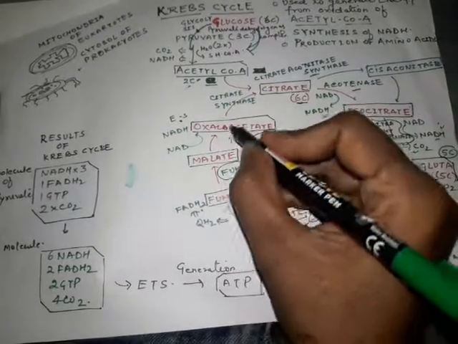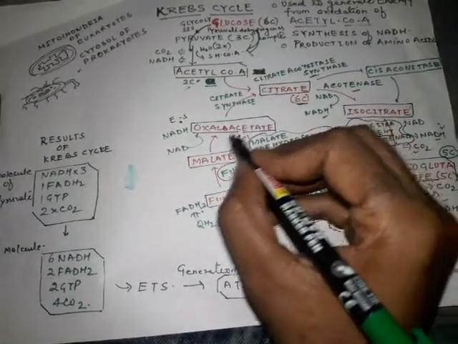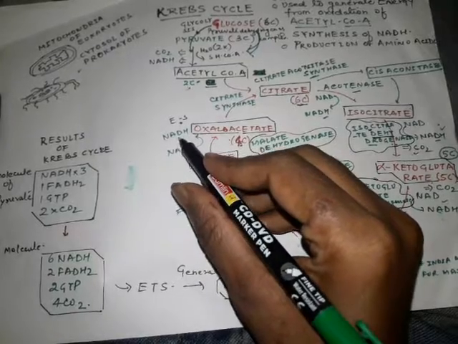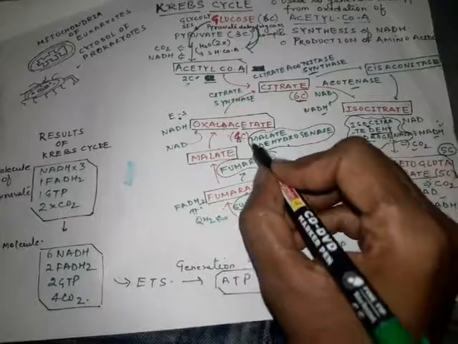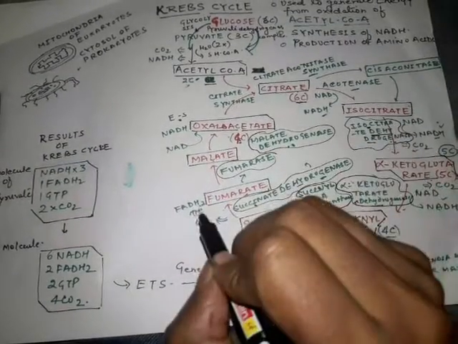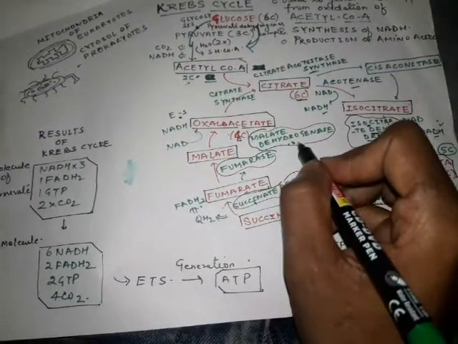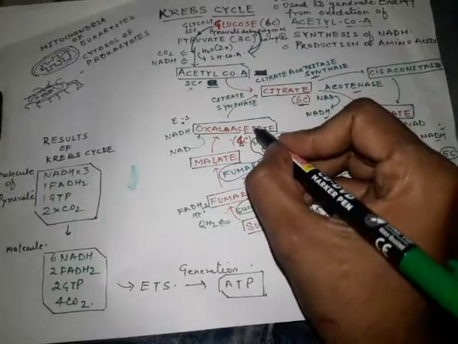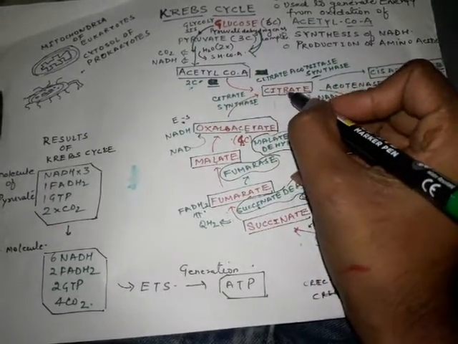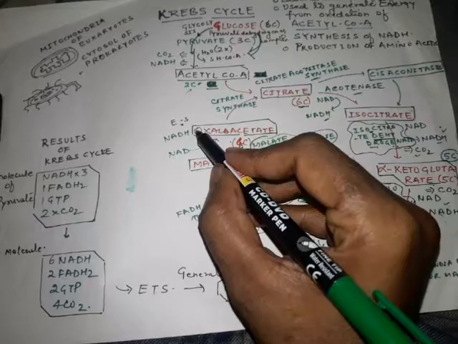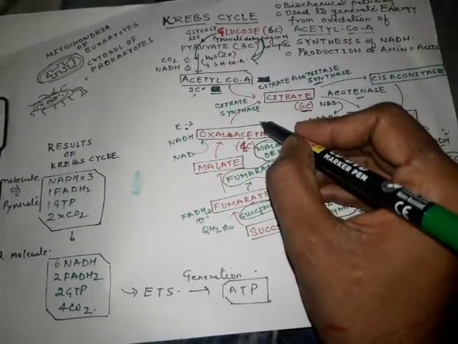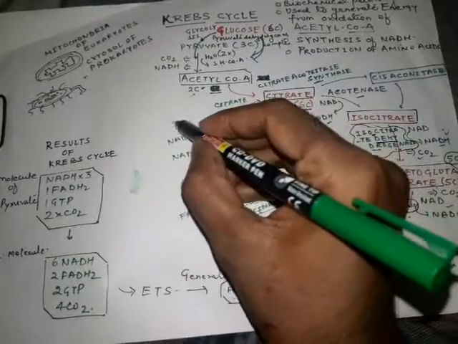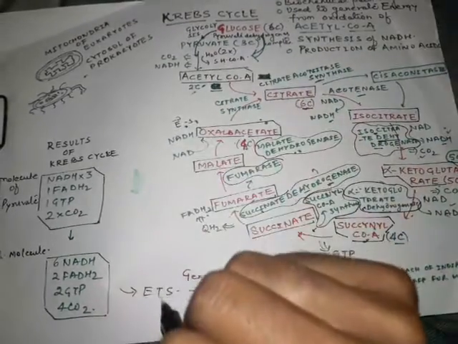This malate is further converted to oxaloacetate. Since NADH is also involved here, the dehydrogenase enzyme is written down here. So the name of the enzyme is malate dehydrogenase. Oxaloacetate is further converted to which molecule? This cycle started from here, so it will also end here. So this is the starting and end point of this cycle.